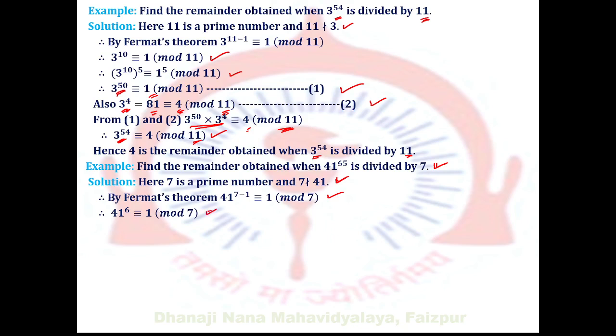Now we require 41 raised to 65. So we take the 10th power of this one to get 41 raised to 60. So therefore 41 raised to 6 raised to 10 is congruent to 1 raised to 10 modulo 7. But 41 raised to 6 raised to 10 is nothing but 41 raised to 60, and 1 raised to 10 is 1. So thus we get 41 raised to 60 is congruent to 1 modulo 7. Now we require 41 raised to 65, which means here we have to multiply by 41 raised to 5.